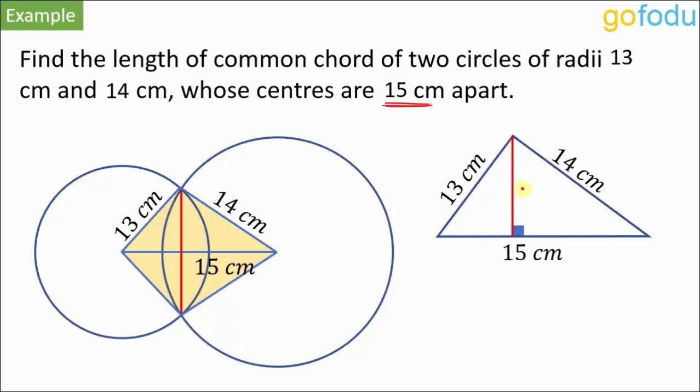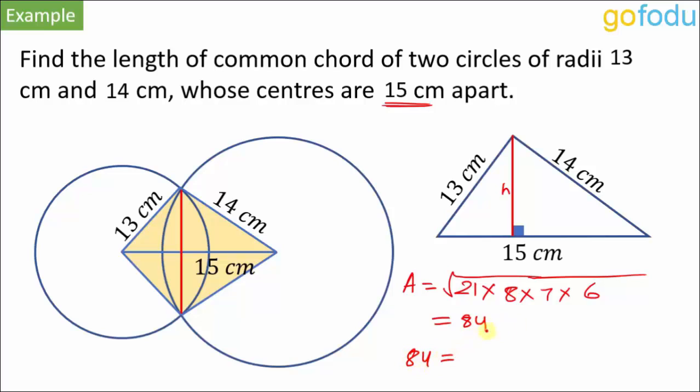Number one, we can apply Heron's formula to this triangle as we know all three sides. And number two, we have half base into this height that we have to calculate. So let's apply Heron's formula. Area will be root of semi-perimeter, that is 13 plus 14 plus 15 upon 2, 42 upon 2 is 21, into s minus 13, that will be 8, into 21 minus 14, that would be 7, into 21 minus 15 is 6. This will come out to be 84. Okay, 84 is one way to write the area.